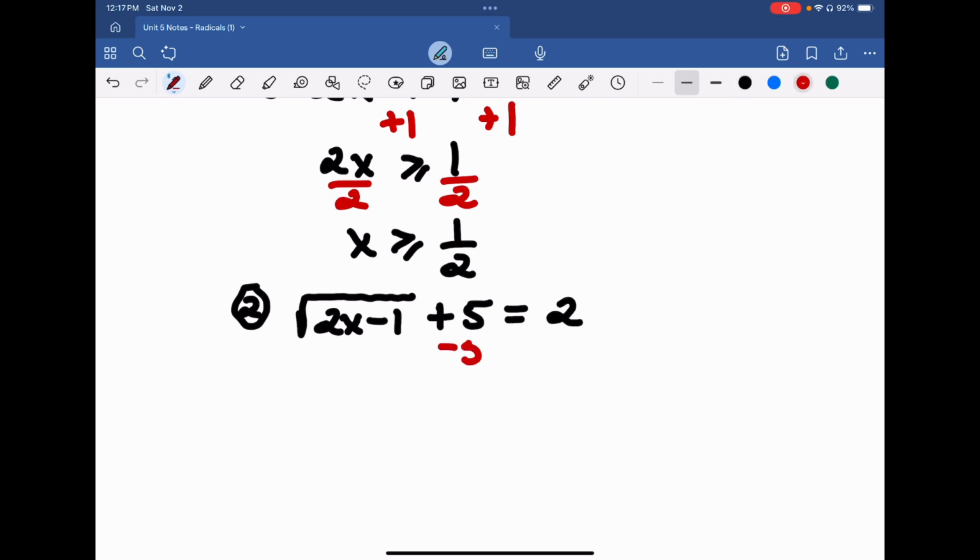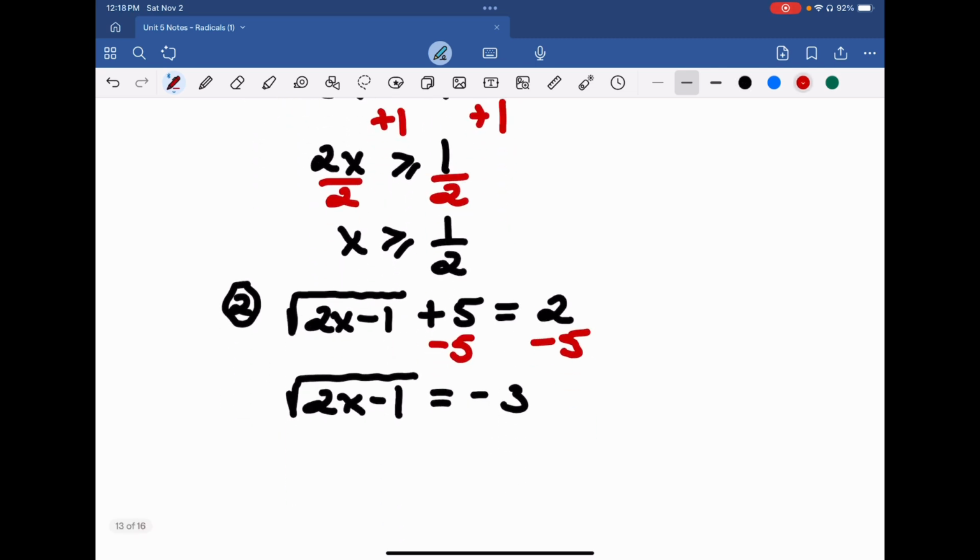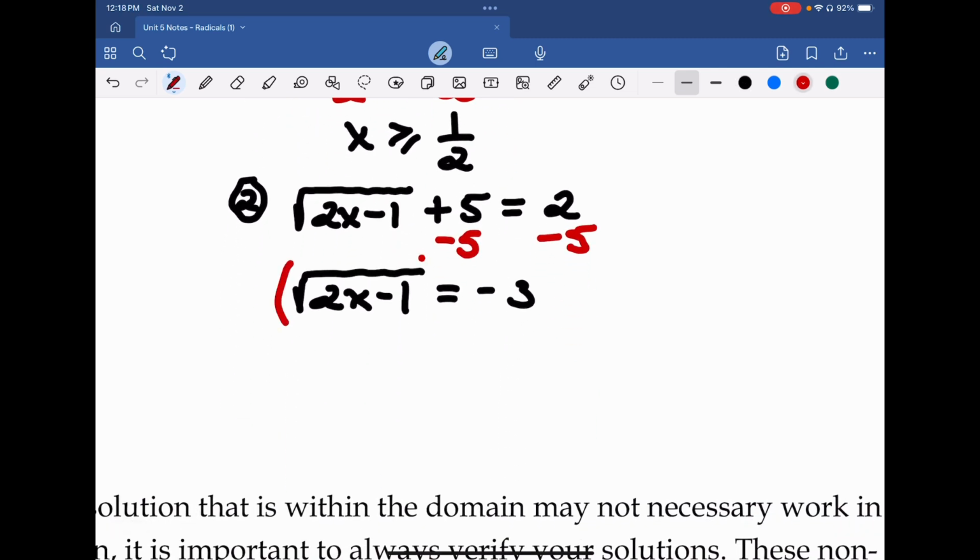Of course, what we want to do is isolate our radical first. So we're going to subtract 5 from both sides. And this gives us that the square root of 2x minus 1 is equal to negative 3. I'm going to square both sides, making sure it surrounds everything on both sides. So square and square. This is going to give me 2x minus 1 is equal to positive 9.